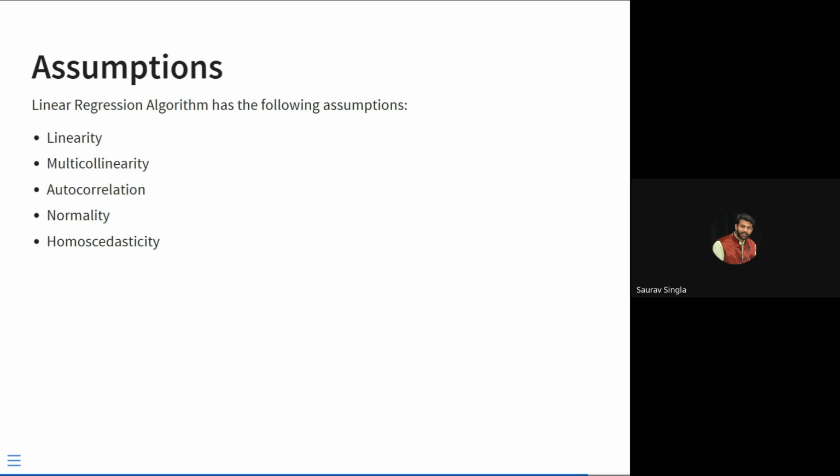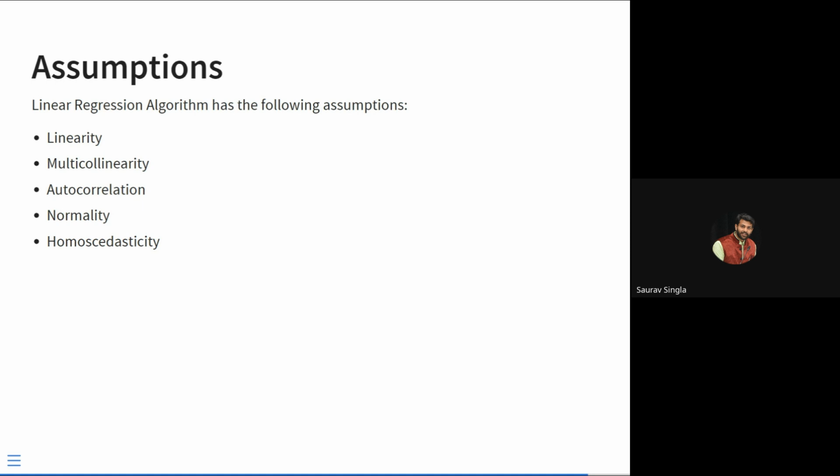What is homoscedasticity? Homoscedasticity is telling us the same thing like we said yesterday, homogeneity of the variances. It is the same thing. Homoscedasticity is telling you that the variances should be homogeneous throughout the analysis. That is called homoscedasticity.